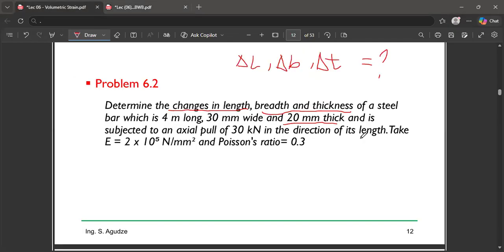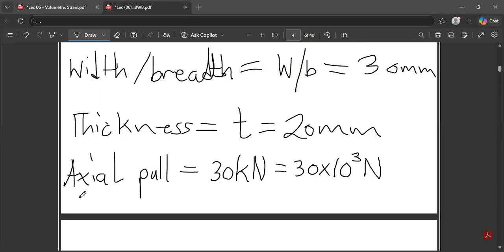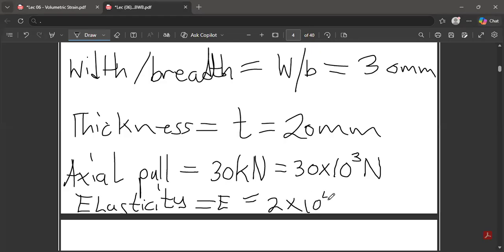Also, our elasticity that was given to us was 2 times 10 exponent 5. And the Poisson ratio is 0.3. So let's put elasticity down. Our elasticity is the same as the E you are seeing over there, and it is equal to 2 times 10 exponent 5 Newton per millimeter squared.